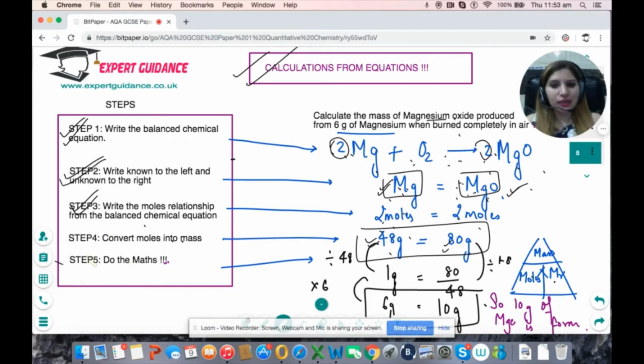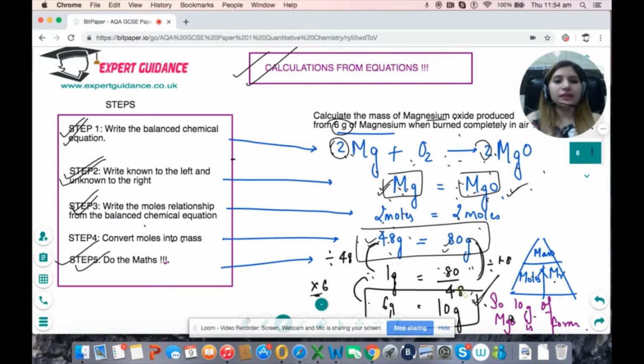Now I can do the maths. 48 grams of Mg gives 80 grams. For 1 gram, I'll divide by 48, so I'll divide by 48 on the other side too. So 80 divided by 48. Now they have given me 6 gram of magnesium. So from 1 to 6, I'll times by 6, and I'll times by 6 on the other side. So 80 divided by 48 times 6 gives me the answer of 10 grams. It means 10 gram of magnesium oxide is formed when 6 grams of magnesium react. This is the way you have to do this question.